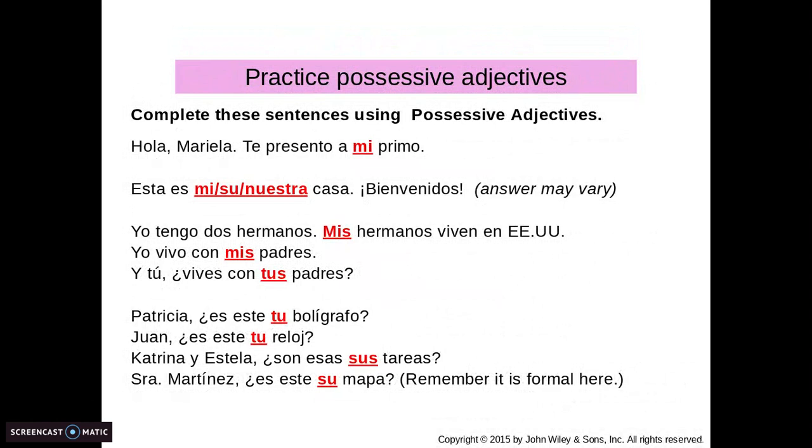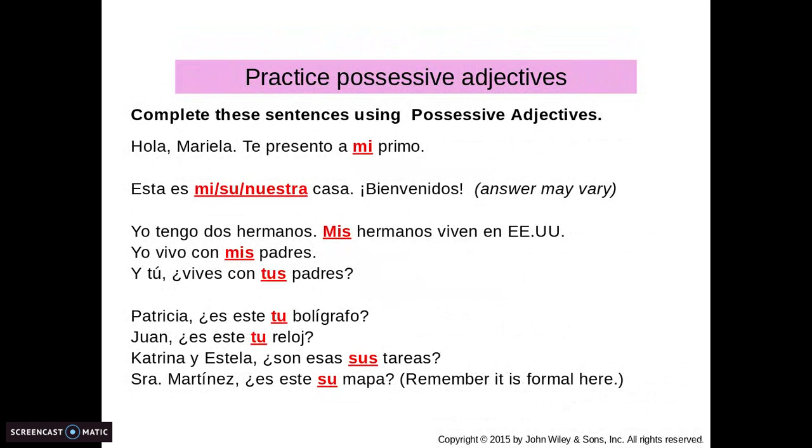Tengo dos hermanos. Mis hermanos viven en Estados Unidos. So, I'm telling you that I have two brothers or two siblings, and then I'm going to clarify that they live in the United States. So, I'm going to refer back to them as my brothers or my siblings, mis hermanos. Yo vivo con mis padres. I live with my parents. Now, I could have said yo vivo con tus padres or sus padres if we had established context that I'm telling you that I live with someone else other than my parents. But we're going to assume here that I live with mis padres. And I'm going to ask you, ¿y tú vives con tus padres? Do you live with your parents, tus padres?